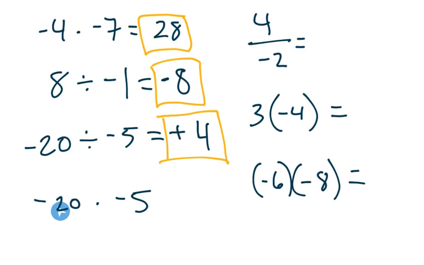Okay, next I've got a negative times a negative. And so again, I know that my answer is going to be positive. And then I'm going to say 20 times 5. Oh, I know what that is, but you might not. You might need to use a calculator. So first of all, you know that a negative times a negative is positive. And then if you want, you can use a calculator to do 20 times 5.